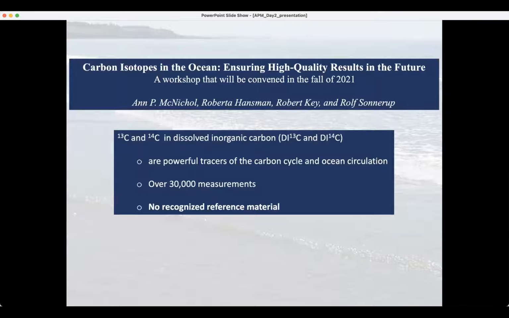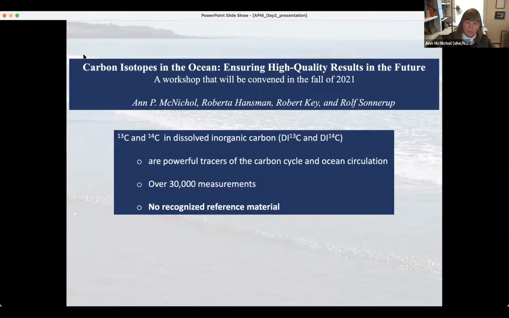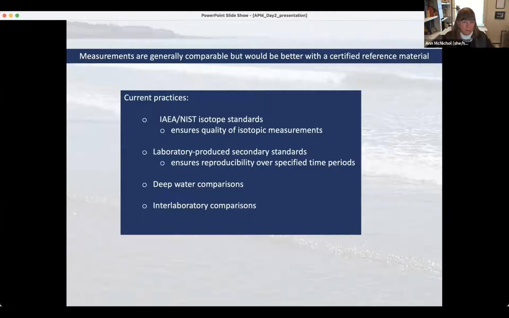I'm using a lot of my slides from a previous presentation, but basically, as those of us who are here know, both DIC13 and DIC14 are powerful tracers of the carbon cycle and ocean circulation. NOSAMS has contributed over 30,000 measurements to the global databases, in spite of there being no recognized reference material. The measurements are generally comparable, but would be better with a certified reference material. I think that Bob Key will be addressing that a little bit in his talk later this morning, perhaps.